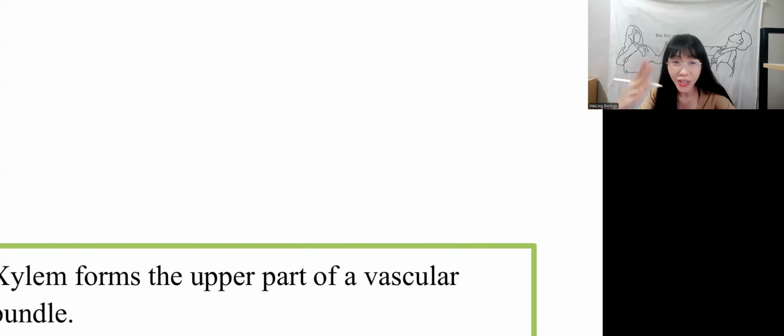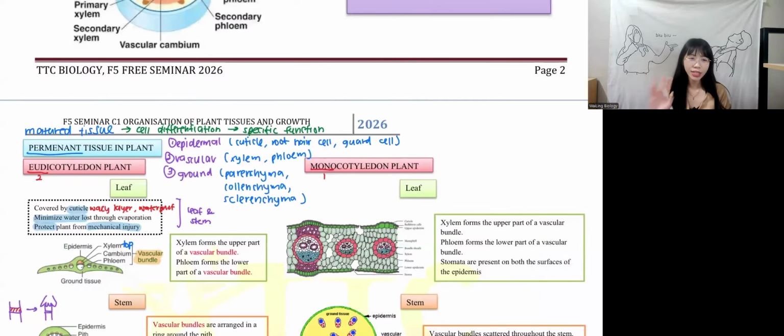The epidermis of a dicot leaf has a characteristic. What is the characteristic of the epidermis? Correct, they have a waxy layer. Very good. A waterproof waxy layer to prevent excess water loss. This characteristic can only apply to the leaf and which other part? Leaf and the stem, correct. Root cannot have a cuticle. Why? Correct, the root needs a non-waxy layer to absorb water. When there is a waxy layer, they cannot absorb water. So this is the characteristic of permanent tissue.